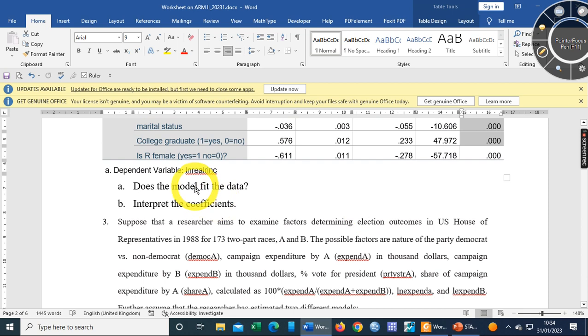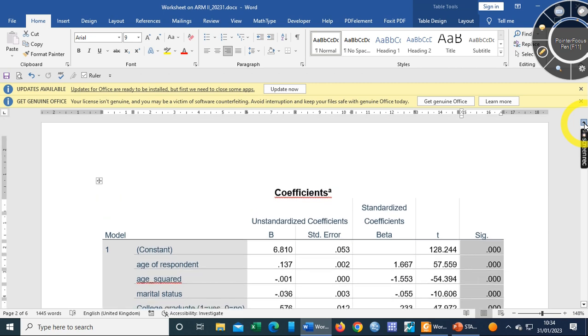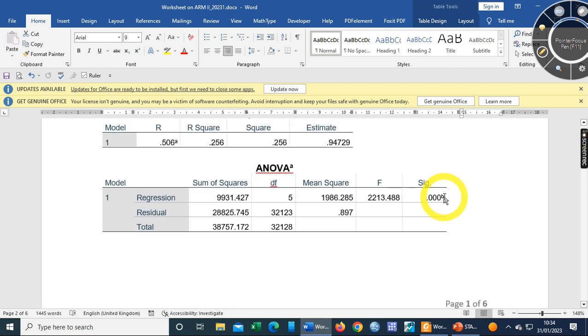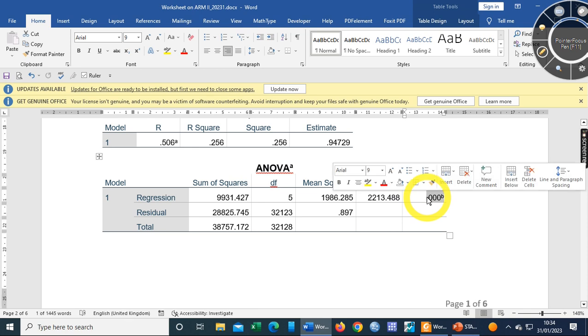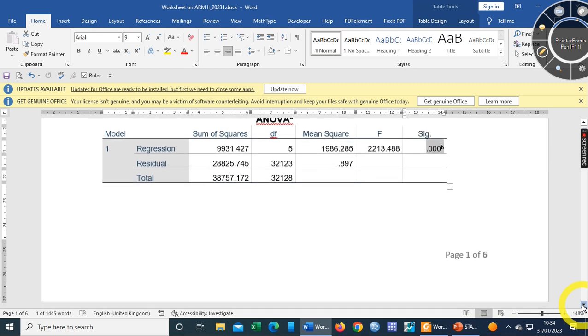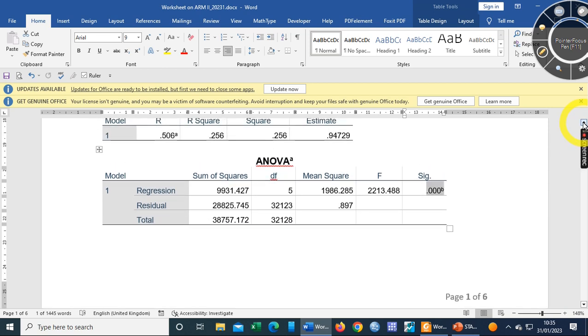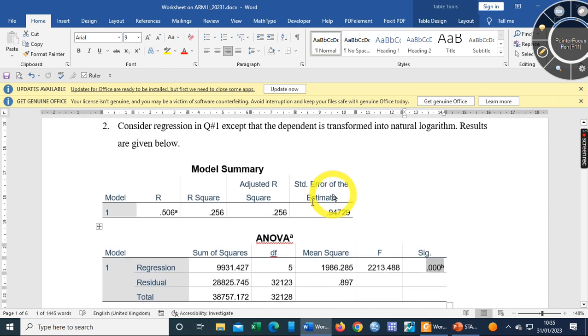Question A under question 2 asks about the goodness of fit of the model. Here we said that the p-value of r square from the ANOVA table is less than 0.05. Therefore, the model fits the data very well. Therefore, you can use this model for different purposes, like forecasting and policy formulation.